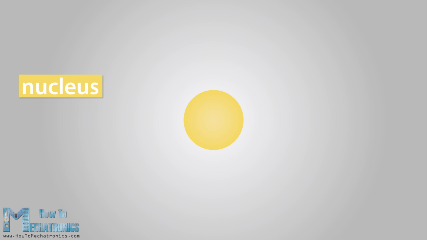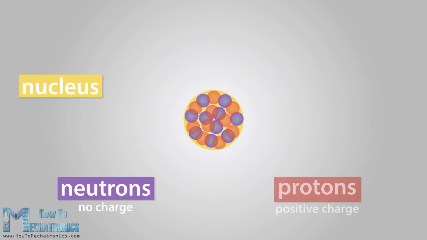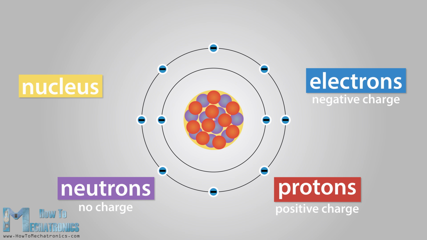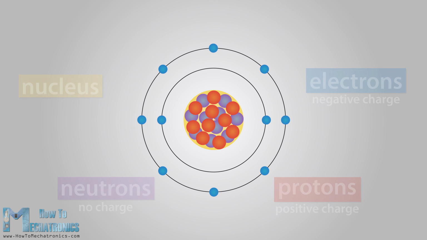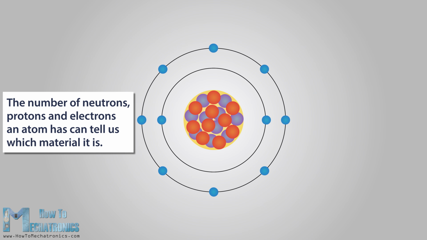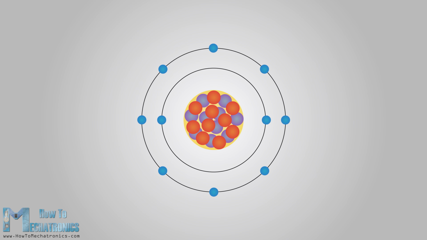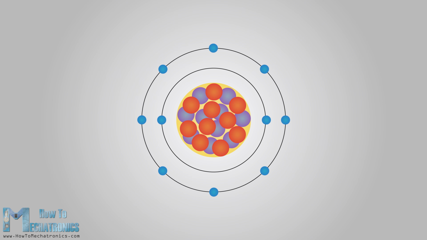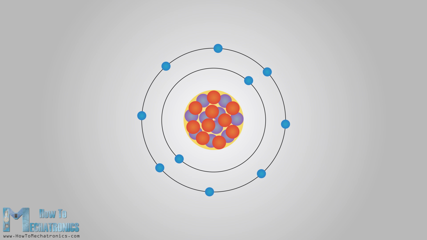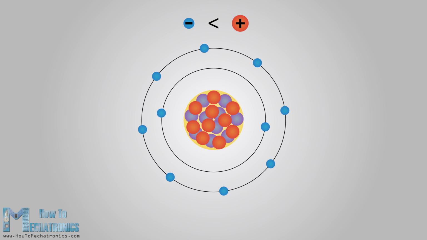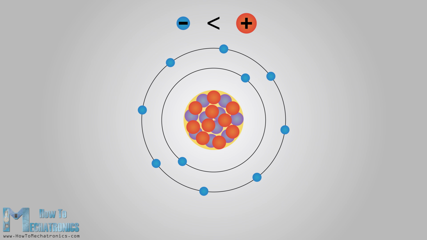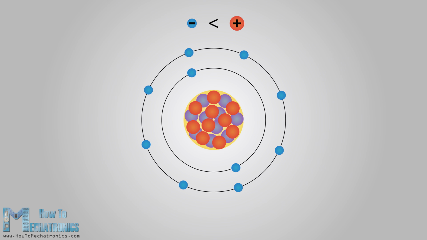In the center of the atom there is a nucleus, which consists of neutrons which have no charge and protons which have positive charge. Also, there are negatively charged electrons orbiting around the nucleus. The number of neutrons, protons and electrons an atom has can tell us which material it is. The protons and the neutrons are positioned in the center of the atom, while the electrons circulate around the nucleus in a constant motion. The electrons are much lighter than the protons in the nucleus, and they can move very easily with almost the speed of light.